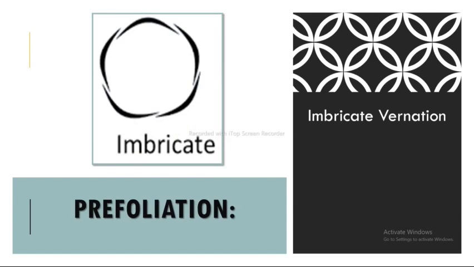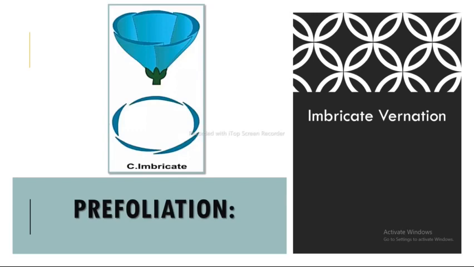In this case, when the margins overlap one another but not in any particular order, as in the subfamily of the Caesalpinaceae. In imbricate flowers, the petals do not actually lie in a single whorl. As shown in the figure. So again, this is the imbricate vernation.